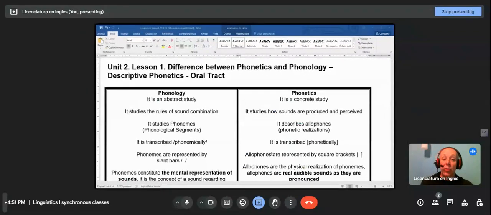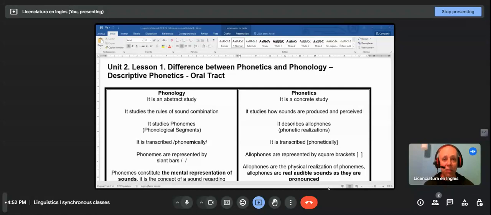Hello. Today's lesson is on the difference between phonetics and phonology. We need to make this distinction because both branches of linguistics are about sound, but they are different branches. Therefore, we need to distinguish the difference. Notice in this chart that we have phonology on the one hand and phonetics on the other hand. And it says that phonology is an abstract study.